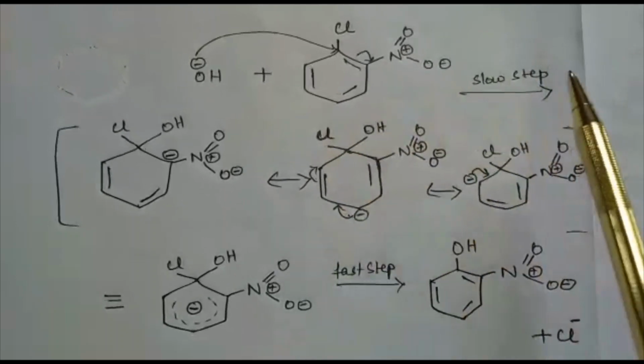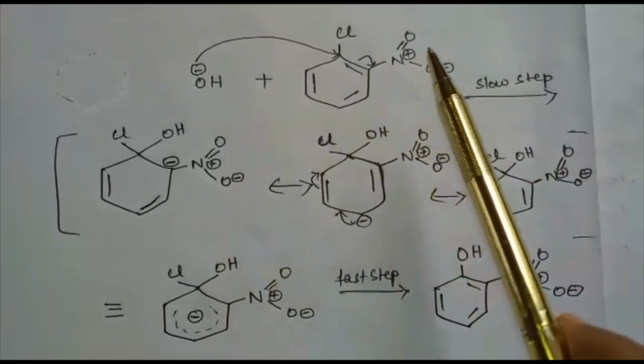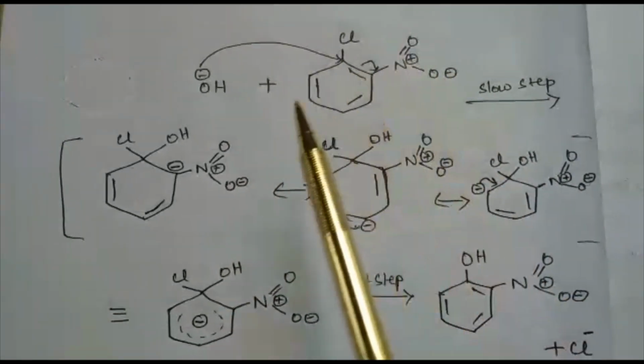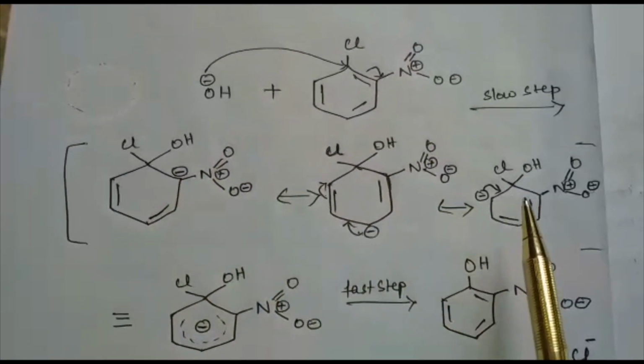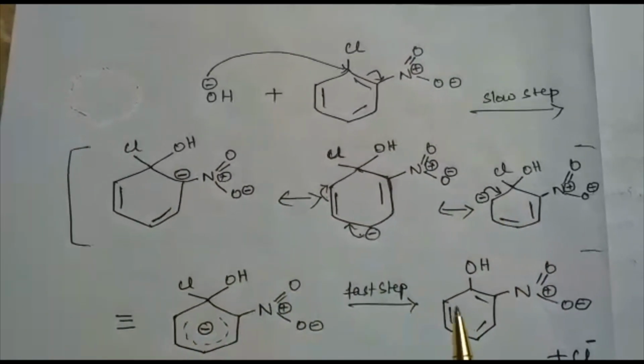This is the mechanism of the reaction when the electron withdrawing group is present in the ortho position. And this is the resonance structure and this is the resonance hybrid. This is the final product.